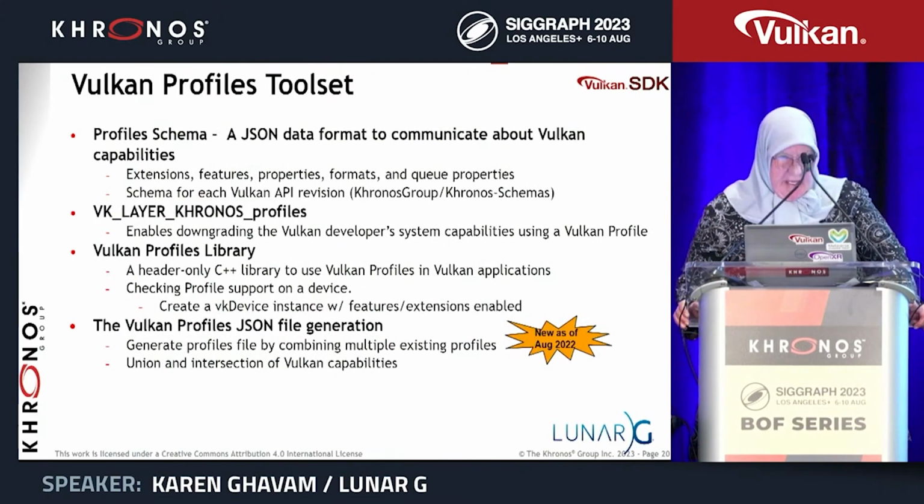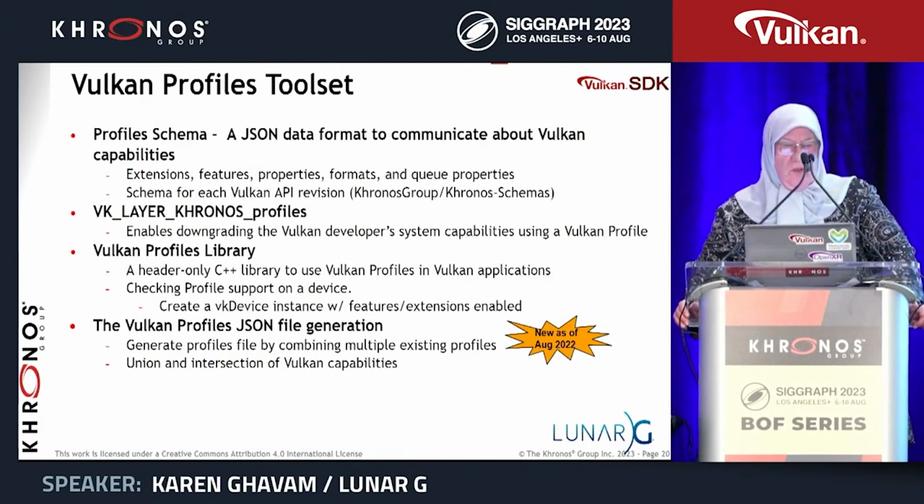So in the SDK, the tool set that we include starts out with the profile schema, and it's just a JSON data format. It's not rocket science. It's how you communicate the Vulkan capabilities. And there needs to be a schema for each Vulkan API revision. So with every header update, we are also updating the schemas, and we're pushing up to the Khronos Group Khronos schemas repository.